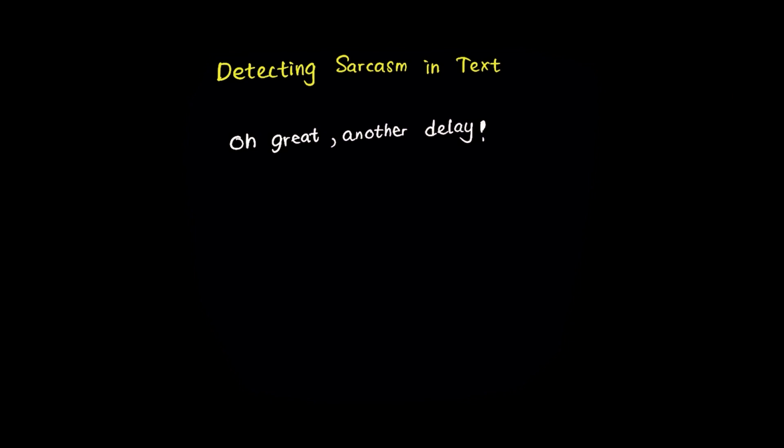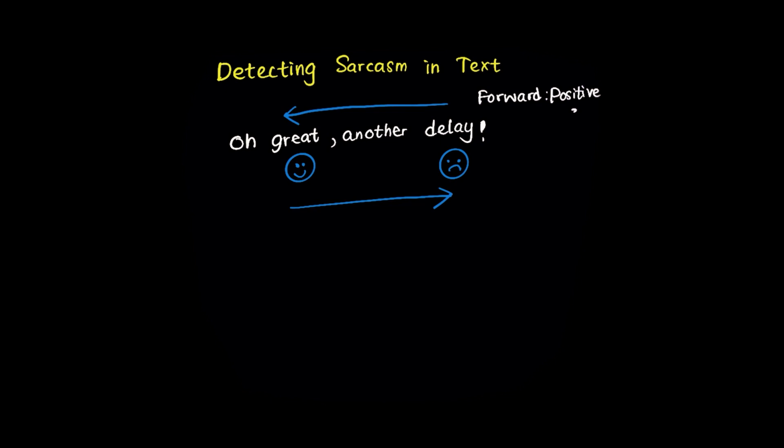Sarcasm detection reveals why bidirectional processing is essential for understanding context. Sarcasm works by saying one thing while meaning the opposite, requiring the model to understand the full context in both directions. Consider the phrase, "Oh great, another delay." Reading forward suggests positivity with "great," but the backward context of "another delay" reveals the negative sentiment. Bidirectional RNNs or transformers process text from both left to right and right to left simultaneously, capturing these contradictions.